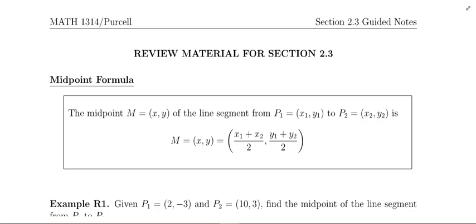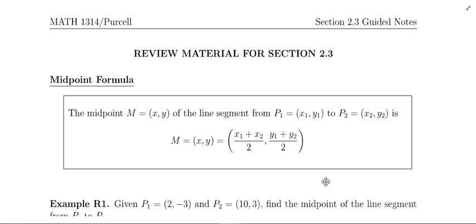The first review topic we're going to go over is the midpoint formula, and you're going to use this to find the midpoint of a line segment. Okay, so let's read in the box here. It says the midpoint M, which has coordinates x, y, of the line segment from point 1, which has coordinates x1, y1, to point 2, which has coordinates x2, y2, is given by x1 plus x2 over 2, y1 plus y2 over 2.